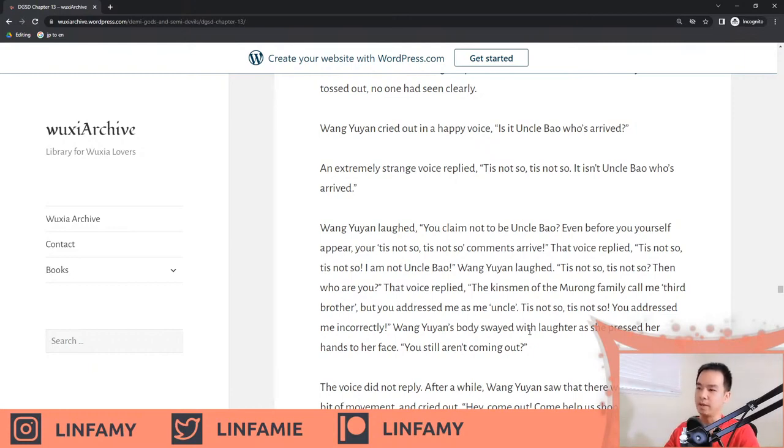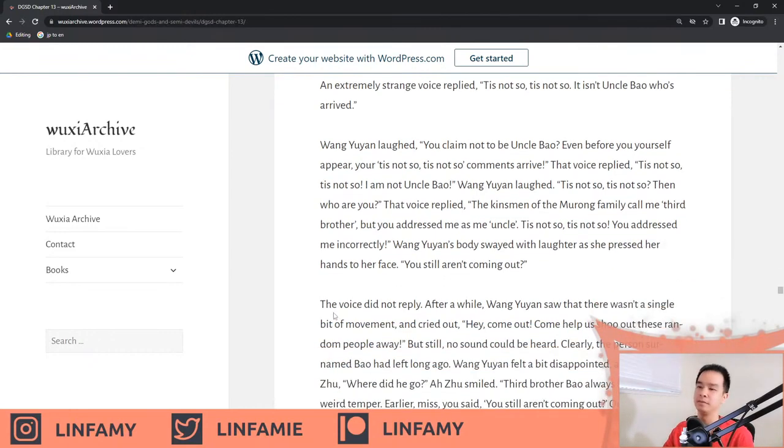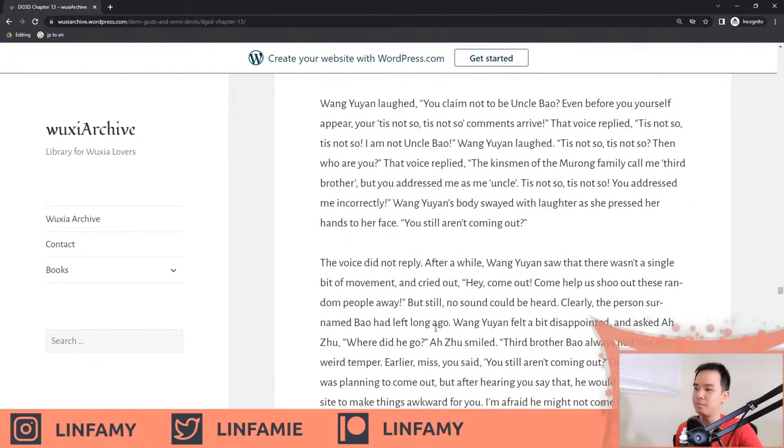Wang Yuyan's body swayed with laughter as she pressed her hands to her face. "You still aren't coming out?" The voice did not reply. After a while, Wang Yuyan saw that there wasn't a single bit of movement and cried out, "Hey, come out! Come help us shoo these random people away." But still no sound could be heard. Clearly, the person surnamed Bao had left long ago.